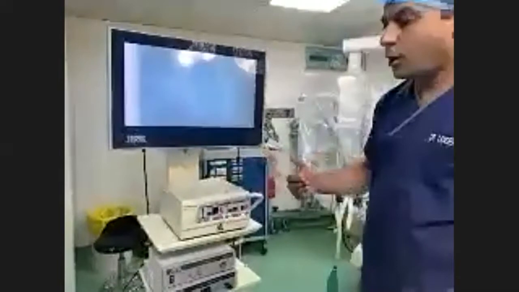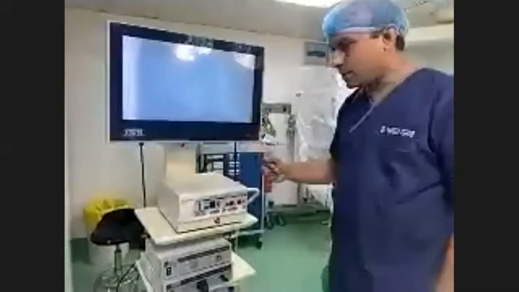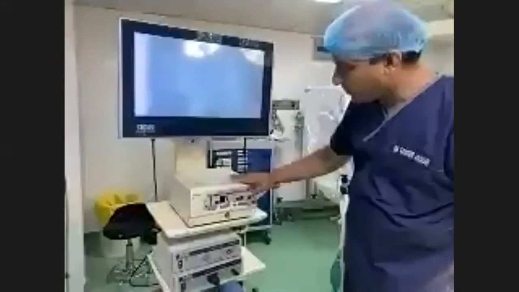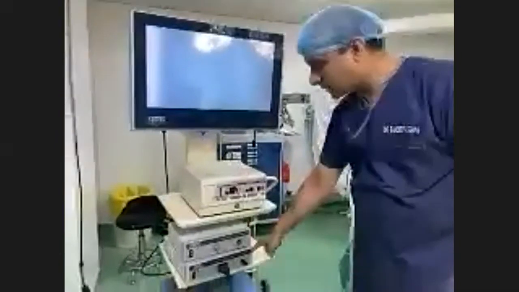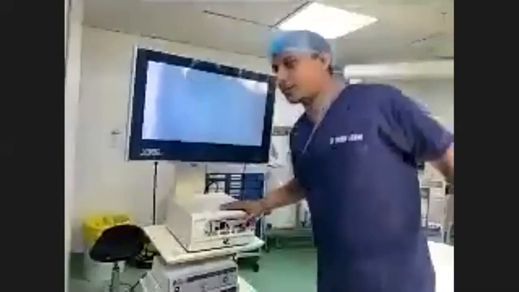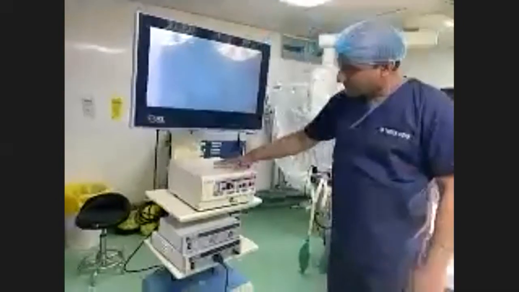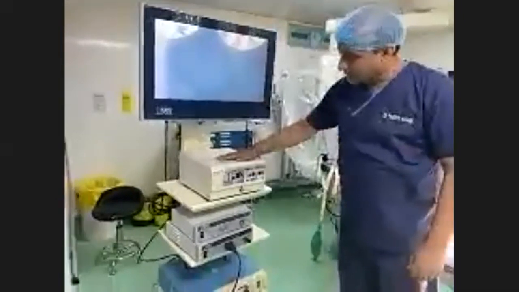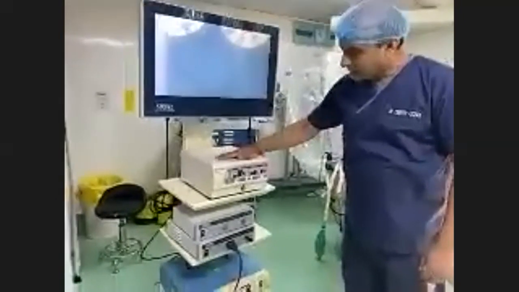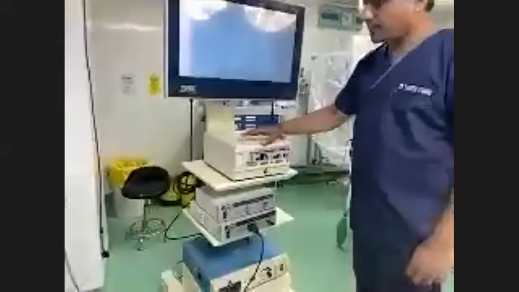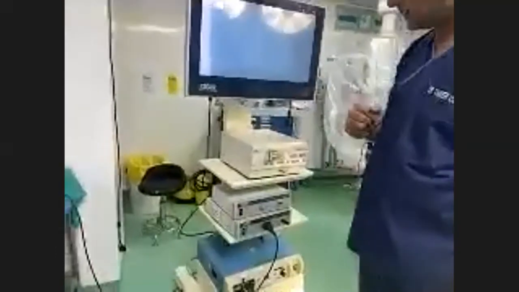Because when you are operating, you always ask, what is the gas pressure? If it is at the top, you can see it yourself. But if it is down there, you have to hang up and see what is going on there. So this is basically the insufflator, which puts carbon dioxide into the patient.